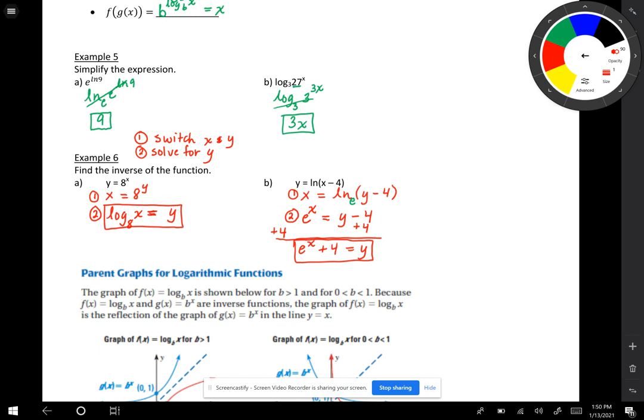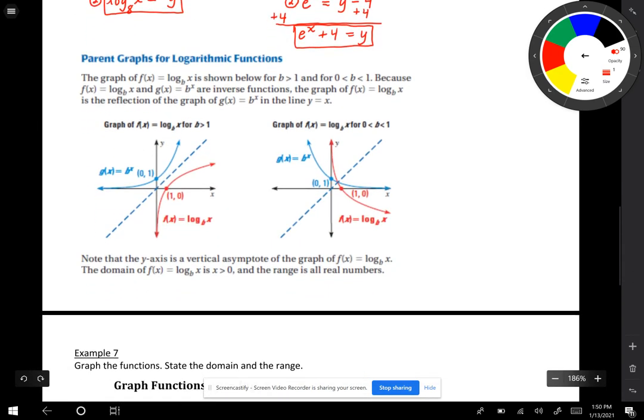So the whole first part of 7.4 was evaluating logs. The second part of 7.4 is graphing logarithms. So if we look at logarithms, on both of these graphs, the red graphs are your log graphs. The blue graphs are your exponential equations. Exponential functions and logarithmic functions are inverses of each other. And the reason they're inverses is because they are reflected across the line y equals x. This is your y equals x line. And this is, remember, y equals b to the x. And this one is y equals log base b of x.